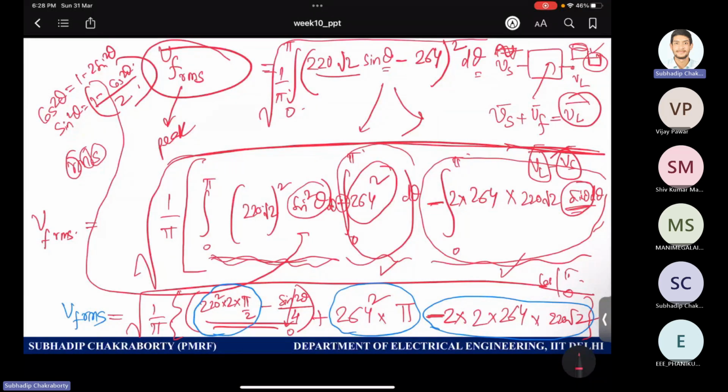1 by pi, remember you do at last. You first do these three terms. This plus this minus this. Then divide by pi, then whole root over. What is the answer? Tell me. I am getting 116. Anyone getting it with me? 0.2 I can say. So this is the RMS value of the filter, right?